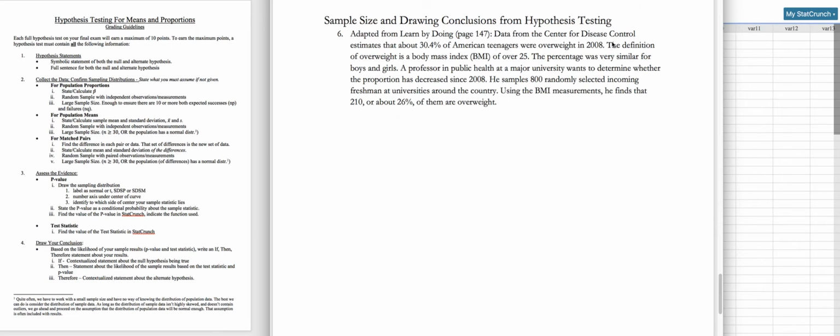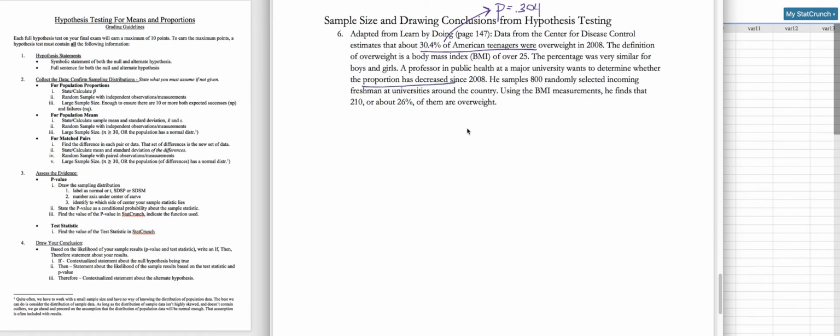Data from the Center for Disease Control estimates that about 30.4% of American teenagers were overweight in 2008. So this 30.4% they're giving as our baseline value. So P is 0.304. The percentage was similar for boys and girls. A professor in public health at a major university wants to determine whether the proportion has decreased.